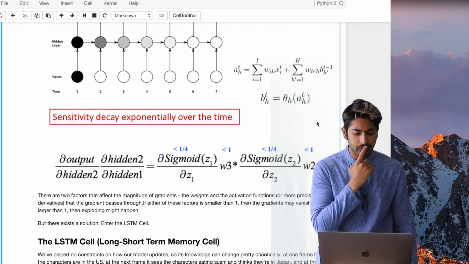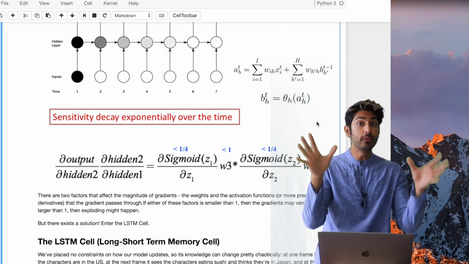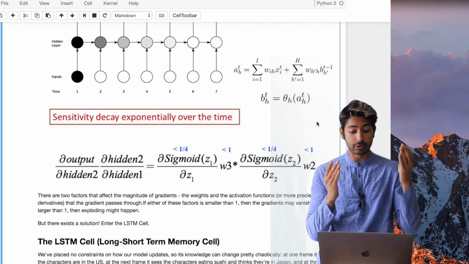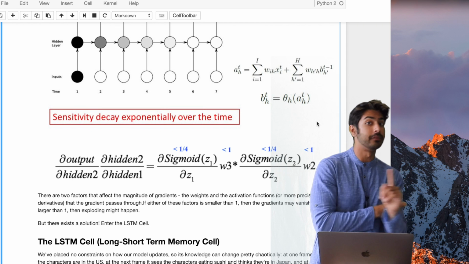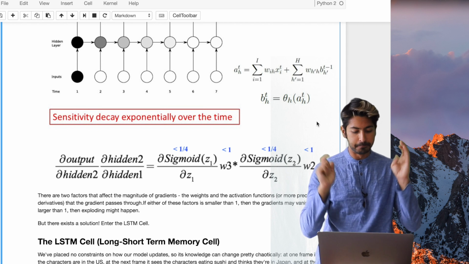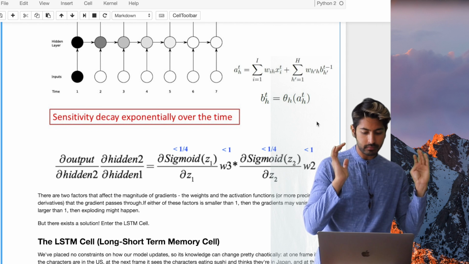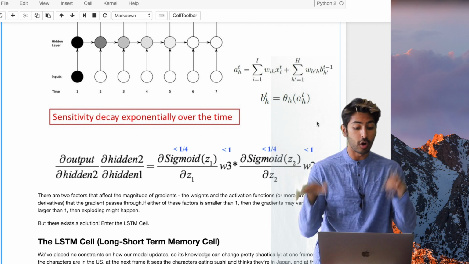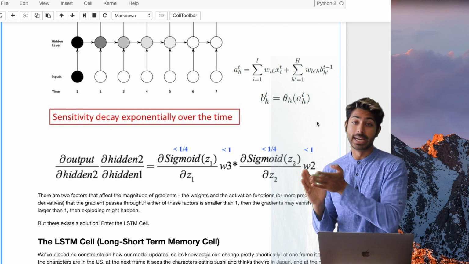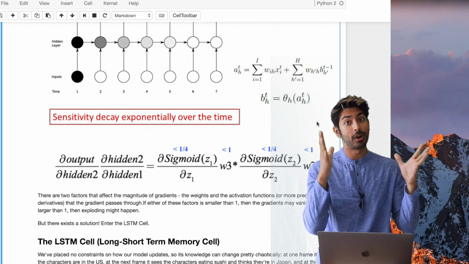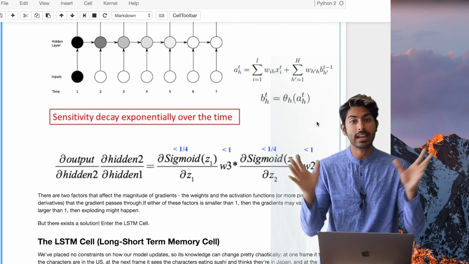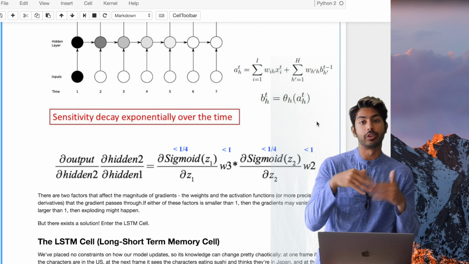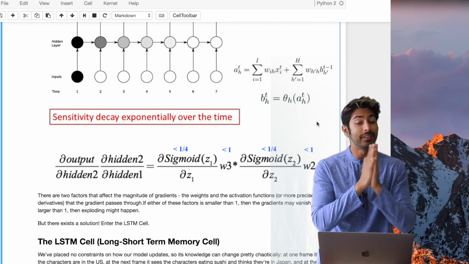And there are two factors that affect the magnitude of these gradients: the weights and the activation functions. If either of these factors is smaller than 1, the gradients may vanish in time. If larger than 1, then exploding might happen. So that's called the exploding gradient problem. The gradient itself is too big. So it can go either direction. Usually it's a vanishing gradient. But yeah, this is a problem, right?